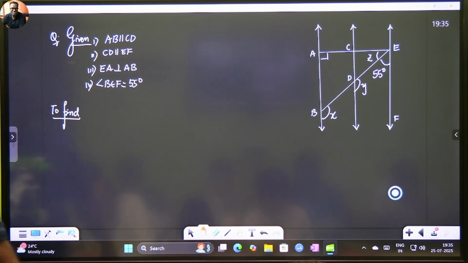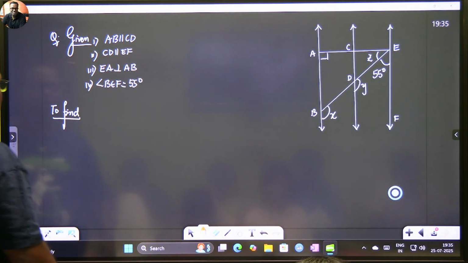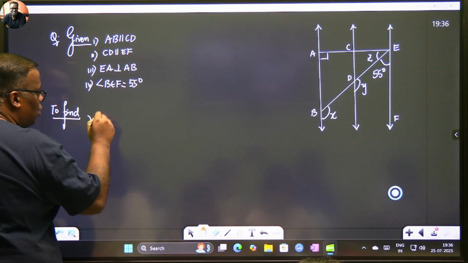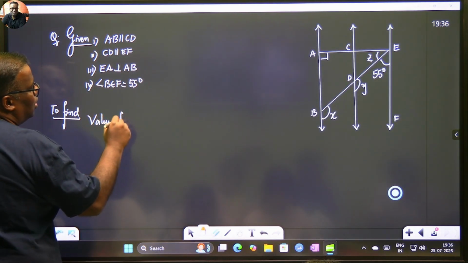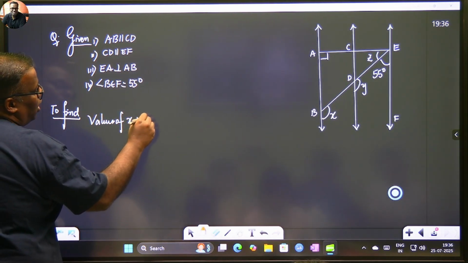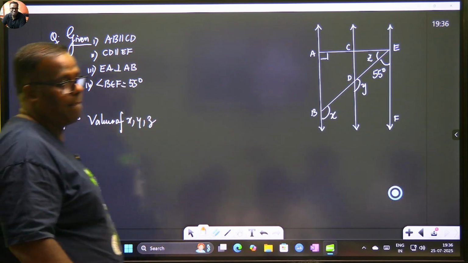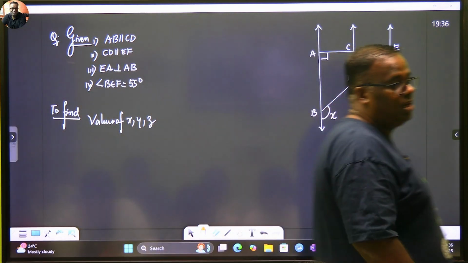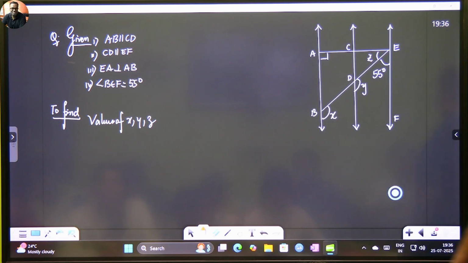Four criteria are given to you to find values of x, y, and z. क्या क्या निकालना है बेटा? Values of x, y, and z. Shall we?